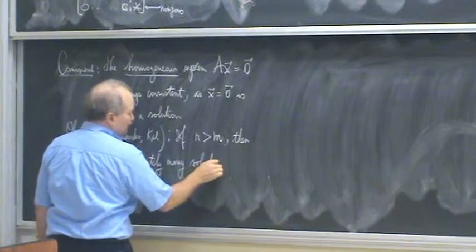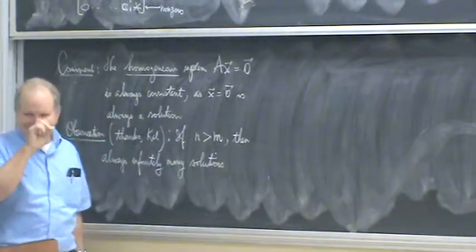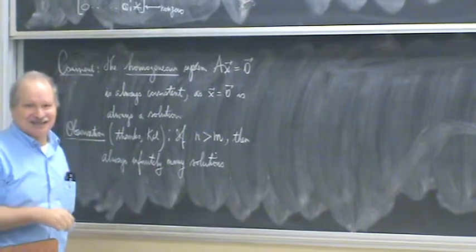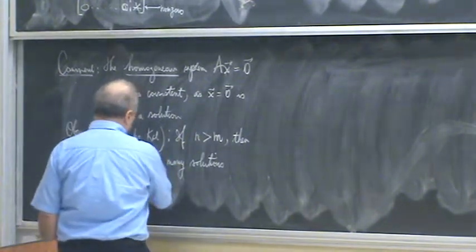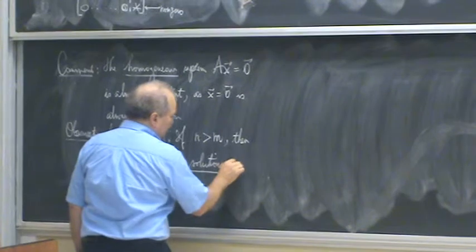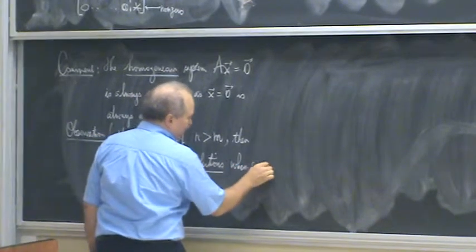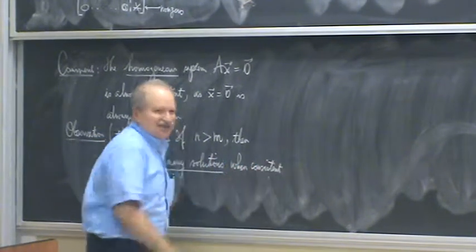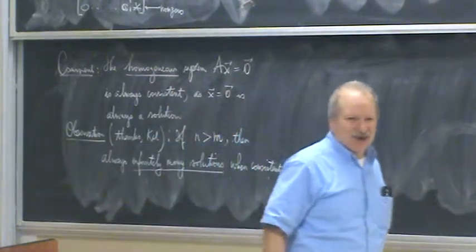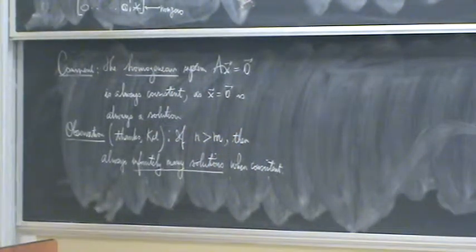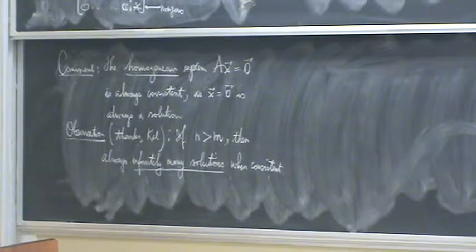Is this statement true? No solution, or not? Provided it's consistent, right. Always infinitely many solutions when consistent. But you could have an inconsistent system with lots of variables and it still wouldn't have any solutions. Any other comments yet?